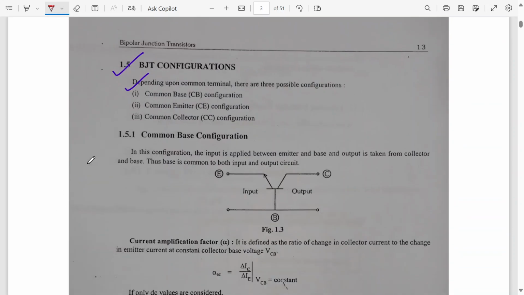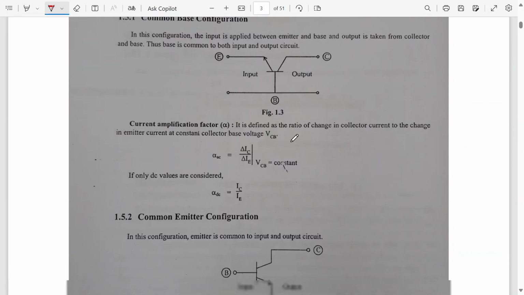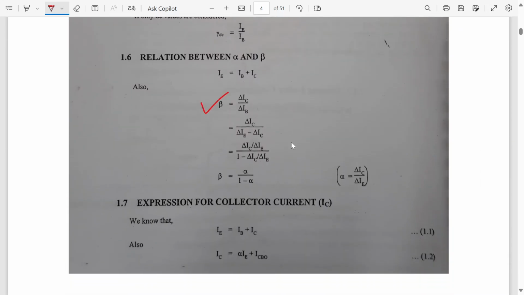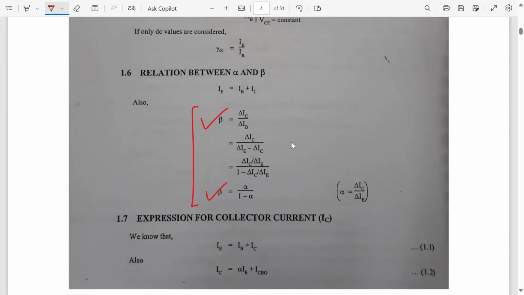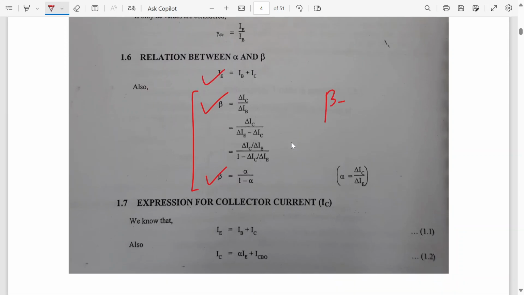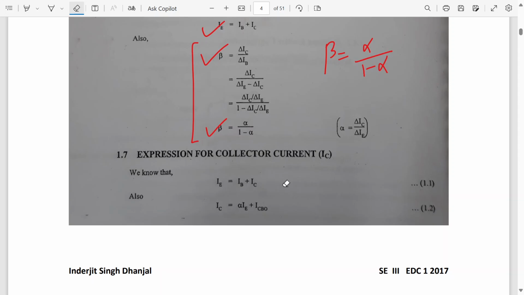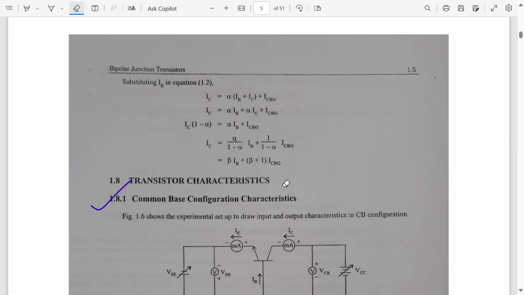Now for the configurations you can write it like this, or you can skip it and go directly to this. Sometimes they ask for this relation, so do this and go. It is simple: take this, write this, and read this. This you study and go. Relation between alpha and beta: beta is alpha upon 1 minus alpha. Or we can write alpha in terms of beta; there is a relation the other way around also, but that's fine. Beta is alpha upon 1 minus alpha. This one you can leave.